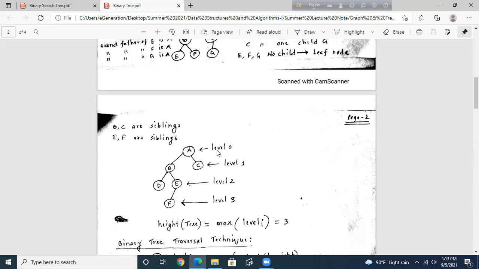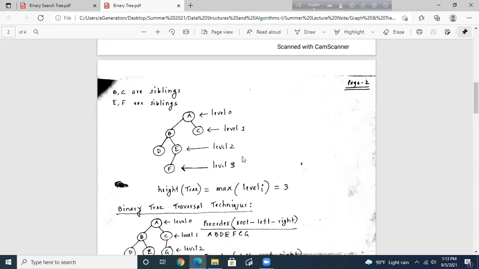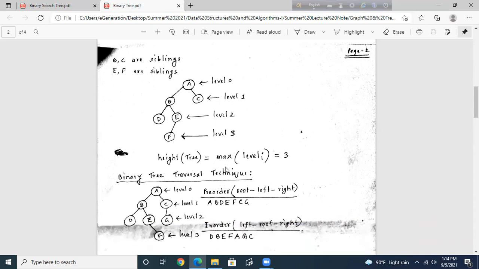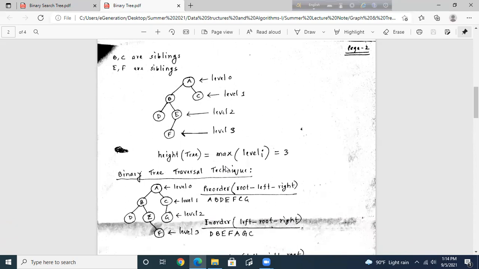So dear student, here I have found two things. One is how to calculate the level. The level of the root is 0. And level of B and C are 1. And level of D and E is 2. If you go deeper, the level will increase by 1.